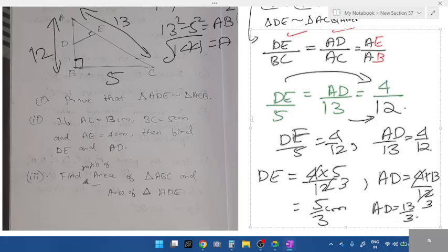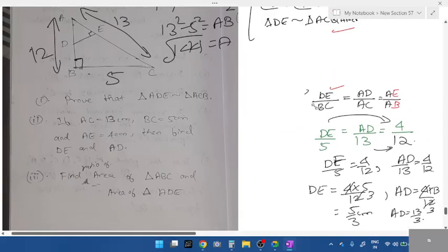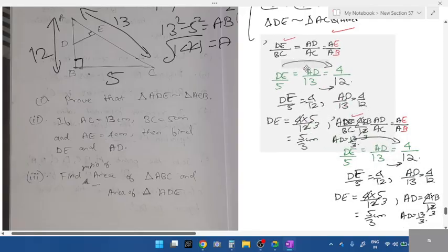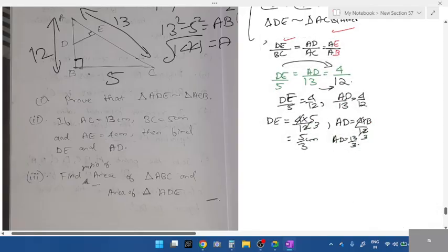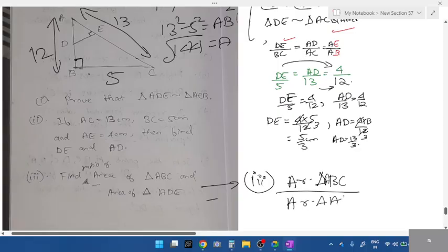AD is equal to 13 by 3. Now, to find area, let me minimize all this. Third part, remember any question, students, any question in similarity, when they ask to find the ratio of area of triangle ABC, they have taken the capital area. You should take the capital area first, divided by area of triangle ADE. So for area, what are you supposed to do? Take any two sides and square it.